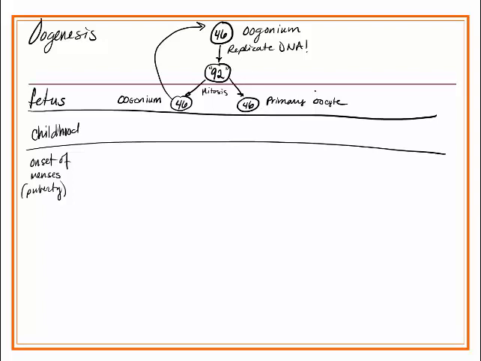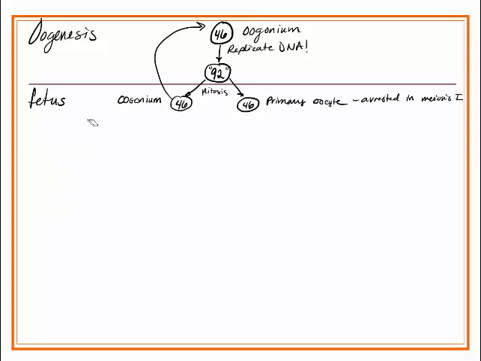Now, those primary oocytes are going to be arrested. What does arrested mean? Stopped in meiosis 1. Okay, and I'm going to have to move this line down just a little bit so that I can write something else there. Okay, so I'm putting the same stuff back up there. I'm just moving it down.